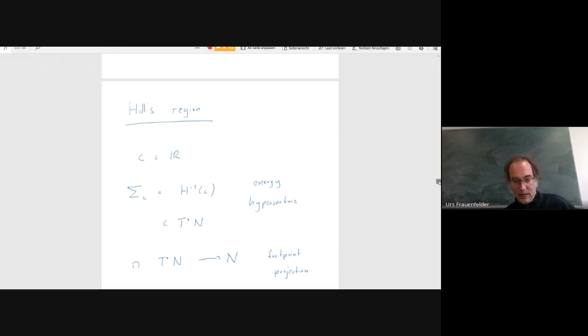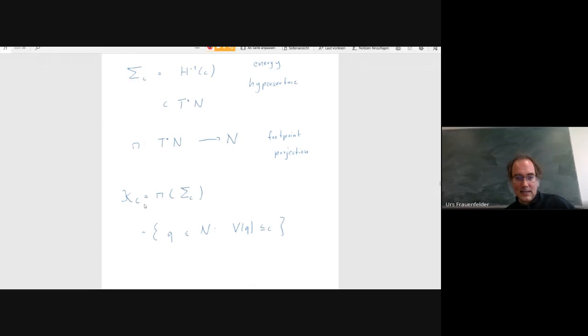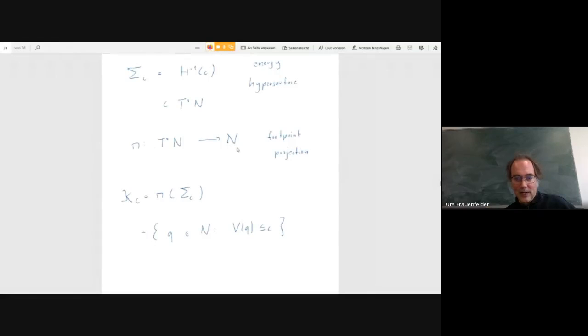And then we have the foot point projection from the phase space, or the cotangent bundle, to the base. We just forget about the momentum. And then the Hill's region is the shadow of our energy hypersurface under this foot point projection. So it's a subset of the configuration space. And if you have just a mechanical Hamiltonian, our Hamiltonian is just the kinetic energy plus potential energy, and the kinetic part is always non-negative. So we can alternatively define this Hill's region as the sublevel set of the potential. So the energy is C, but the potential should be less than or equal to C, because then you can add some non-negative kinetic part. So this is the Hill's region.